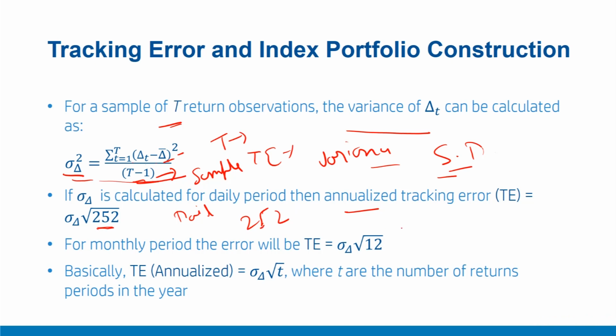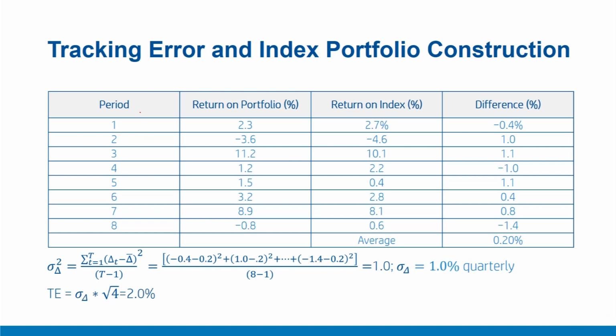Similarly, if you are computing this error on a monthly period, since there are 12 months in the year, you multiply the tracking error in the variance form by 12 or in standard deviation form by square root of 12, simply because variance is the square of standard deviation. So to generalize, theoretically, tracking error in annualized form is sigma, the standard deviation, multiplied by square root of T, where T is the number of return periods in the year. Like we said, if we are talking about monthly returns, then square root of 12. If you are talking about daily returns and there are 252 trading days in the year, then square root of 252. Let's understand this through a simple numerical example.